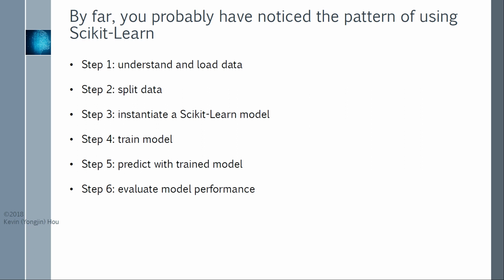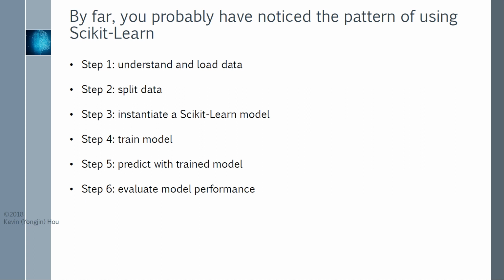In summary, there are 6 steps we need to follow. The first step is we need to understand the data we're working on, then load the data into the computer's memory. The second step is we split the data into train and test, and also data typically has x variables and y variable altogether. We also need to split the data into x and y.